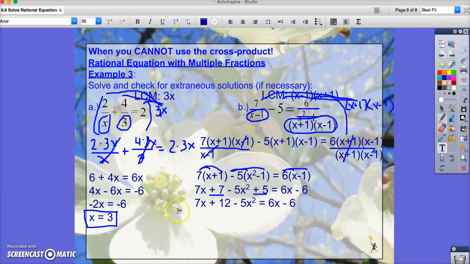And now from here, I'm going to move everything over to the right. Do you know why I want the right? First of all, it's an x squared, so I'm going to have to factor. It's going to have to be set equal to 0. But it's a negative 5x squared, and I don't want to deal with the negative. It's easier to deal with the positive version of it. So you get 5x squared plus 6x minus 7x, because the 7x comes over as a negative, minus 6, and then 12 comes over as negative 12. Combine like terms.